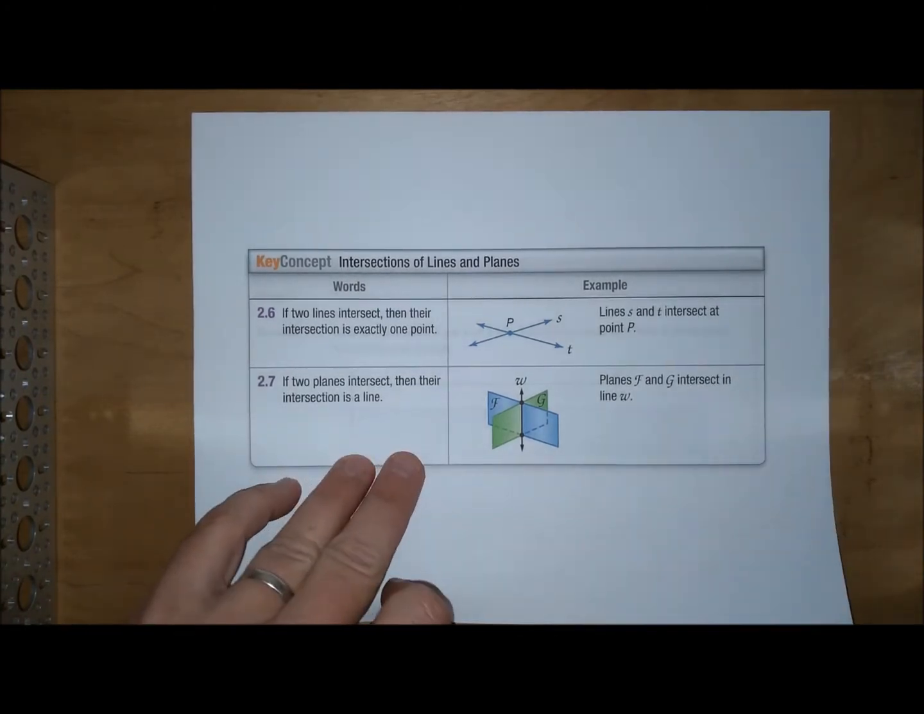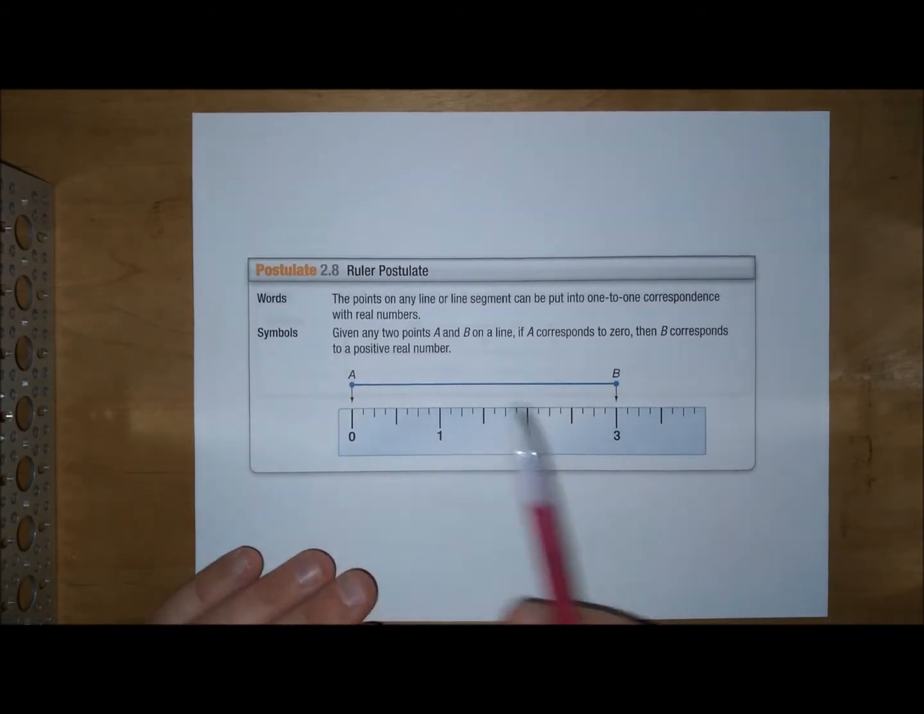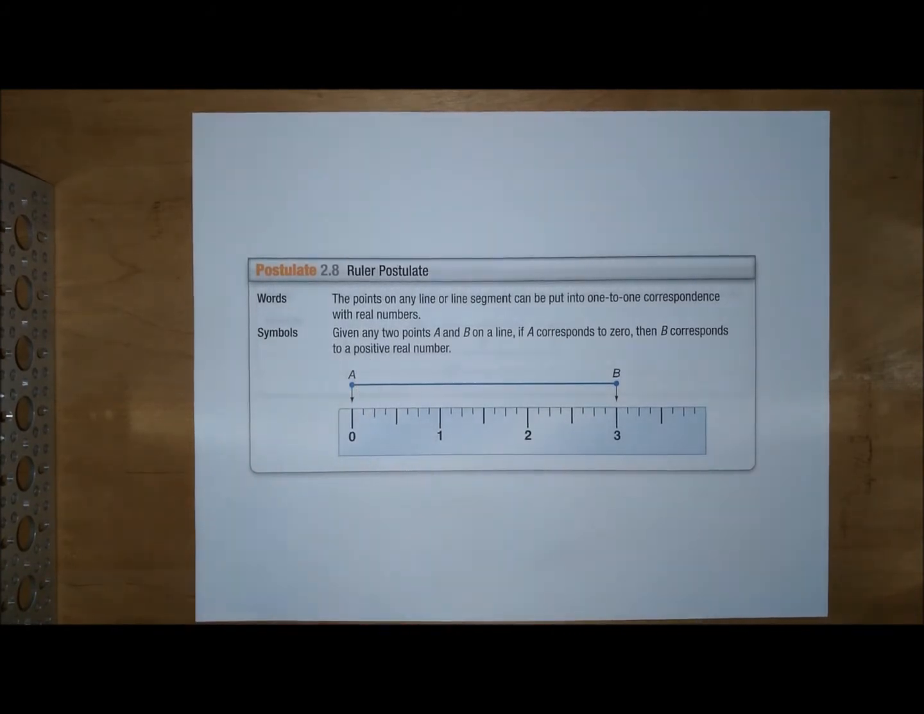Now, what we're going to use more in this lesson are reasons, theorems, definitions, and postulates regarding segments. And the first one is our ruler postulate. This is just a fancy way of saying that the points on any line or segment can be put into one-to-one correspondence with real numbers.